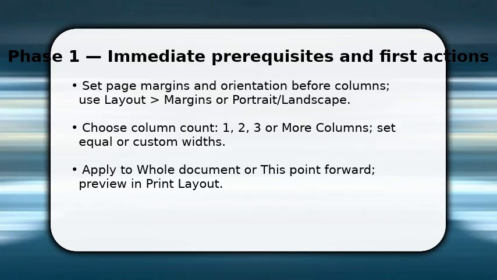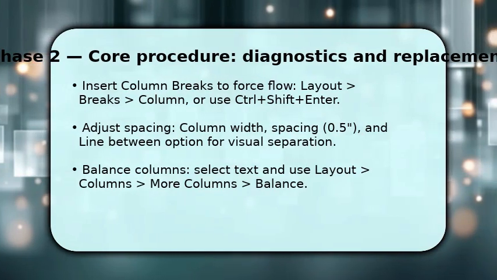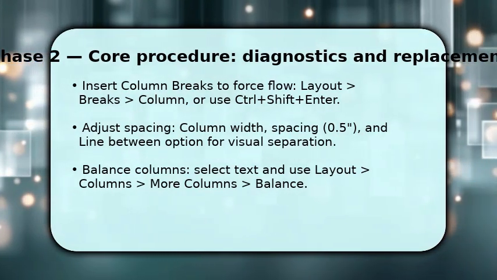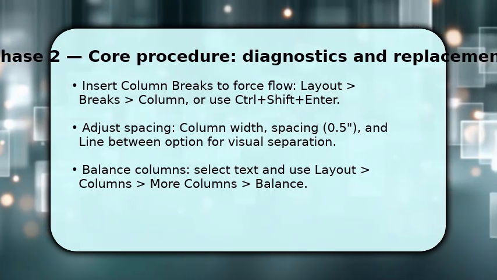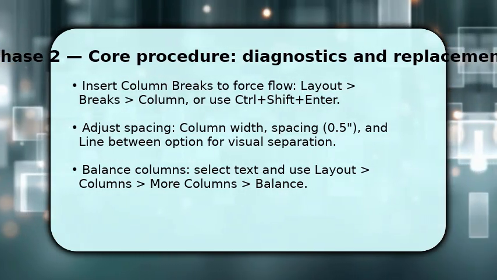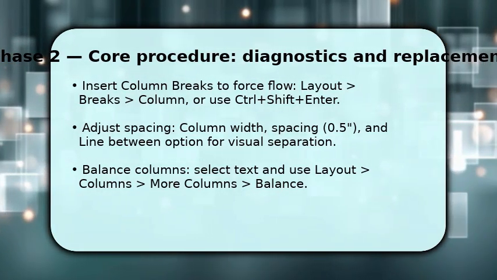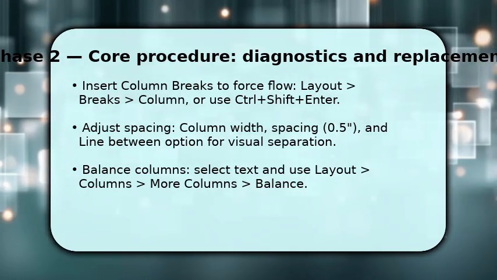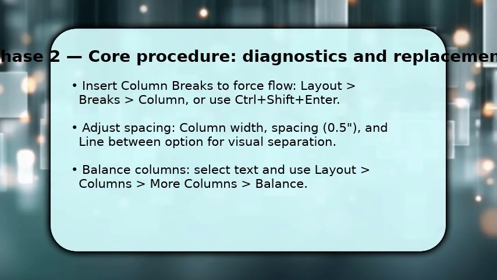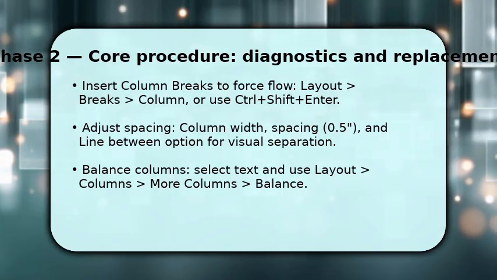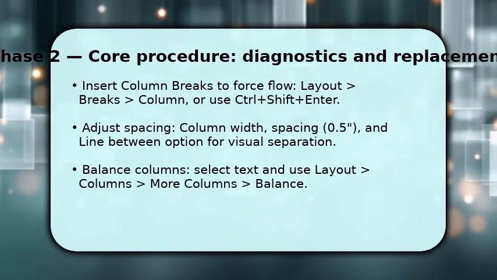Now you control how text moves between columns and why it matters. Good flow keeps readability. Insert column breaks where you want a forced jump. Use layout breaks column or Control plus Shift plus Enter. Then fine-tune each column's width and spacing. Try 0.5 spacing as a starting point and enable line between for clarity.